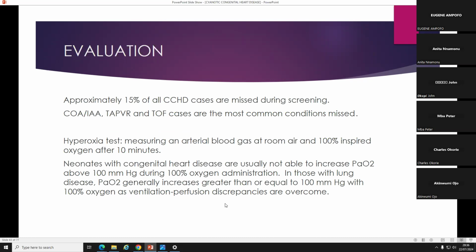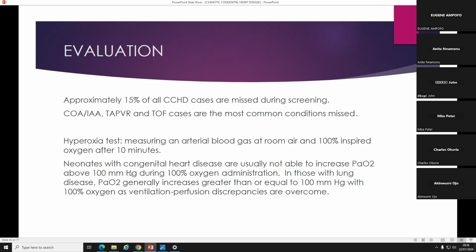Not all of these cyanotic diseases are picked up during screening. As much as 15% can be missed. And out of these, the most common are total anomalous pulmonary venous return, TOF, and coarctation of the aorta.